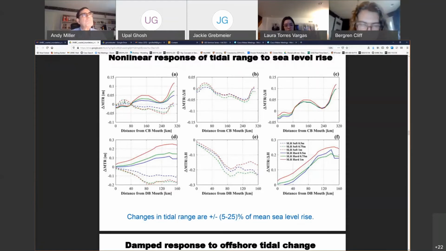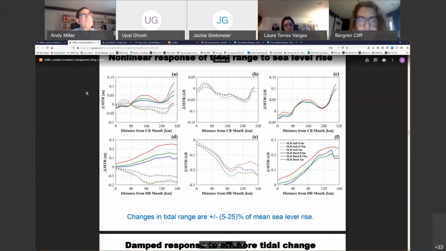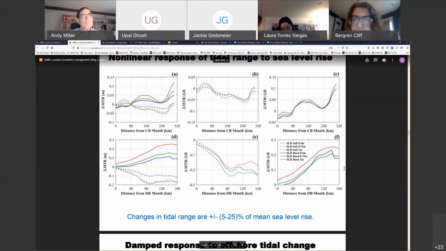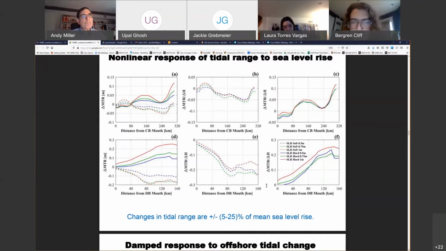You can see a similar story under the other sea level rise scenarios. In Delaware Bay, we actually get a much bigger response. With 1 meter of sea level rise, at Philadelphia, hard shoreline will increase the tidal range by about 25 centimeters. If you have a soft shoreline, it will decrease by about 25 centimeters. And the change is smaller, of course, when your mean sea level rise is smaller.